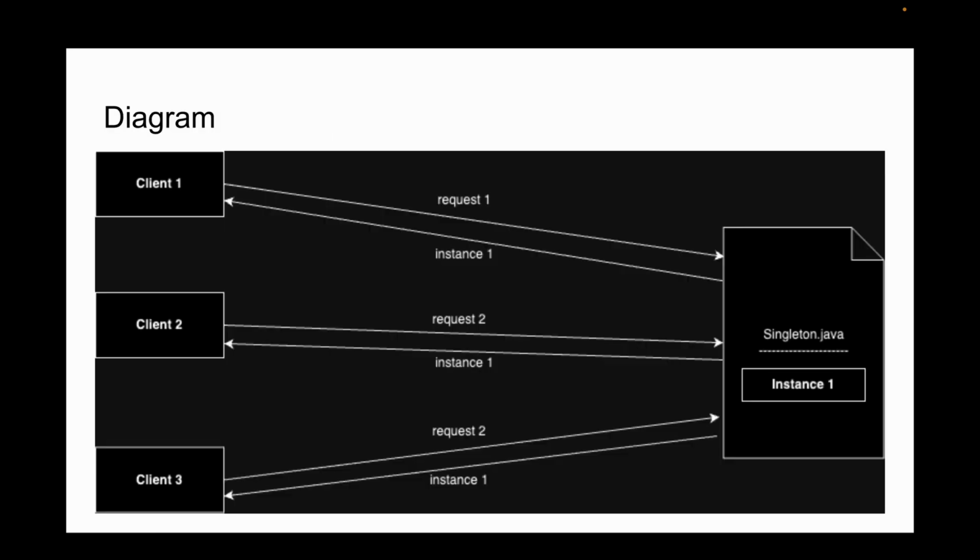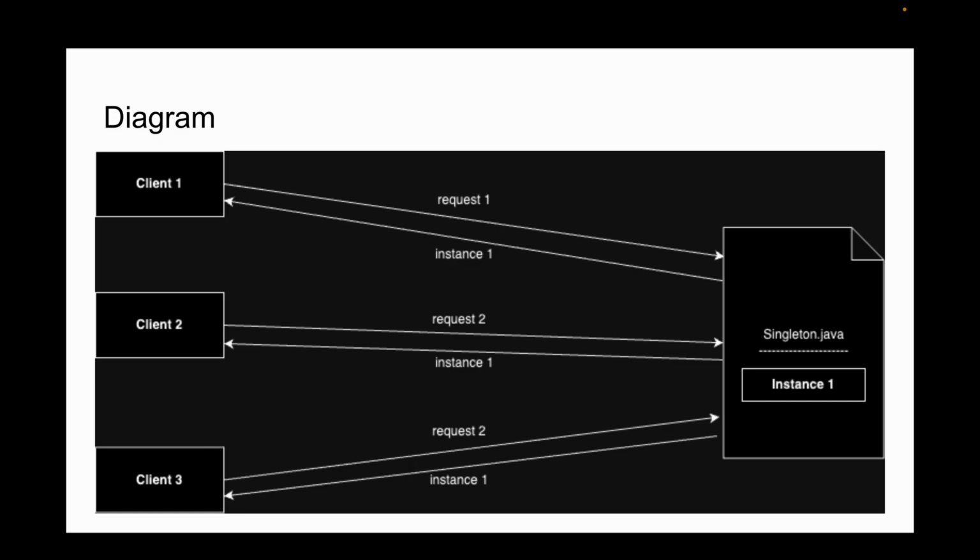Understand with the diagram. So here you can see on the right side we have a singleton class, and it has an instance 1, and we have multiple clients like client 1, client 2, client 3. Everyone makes their request and they get the response as instance 1. That means for every request we are getting the same instance. So that is the core concept of our singleton design pattern.